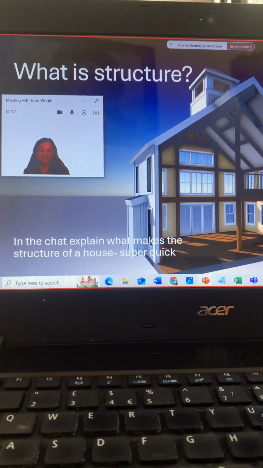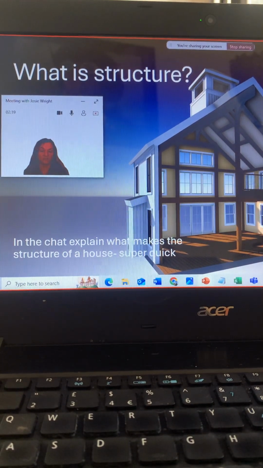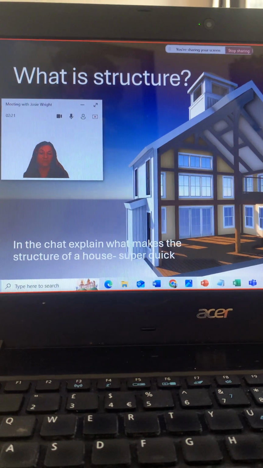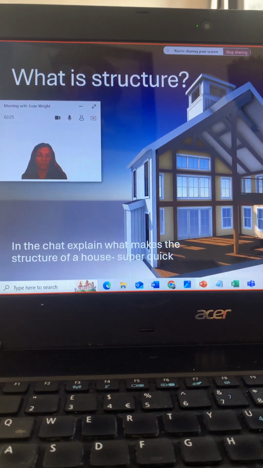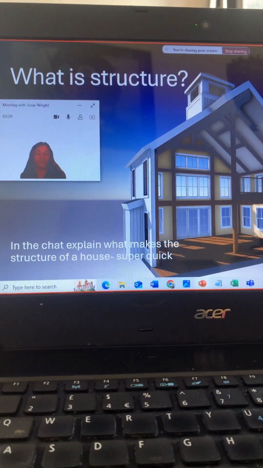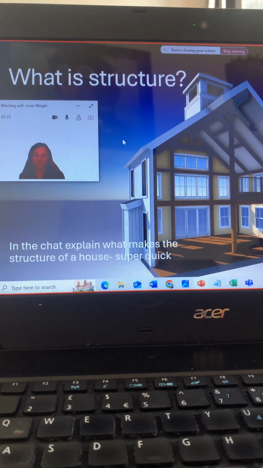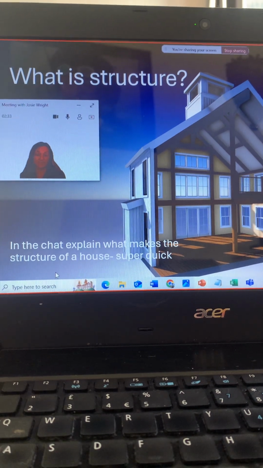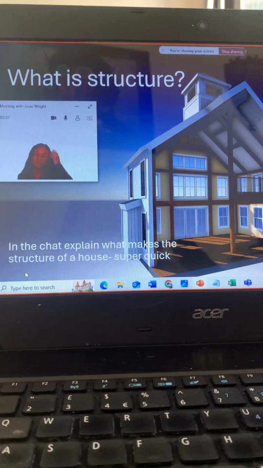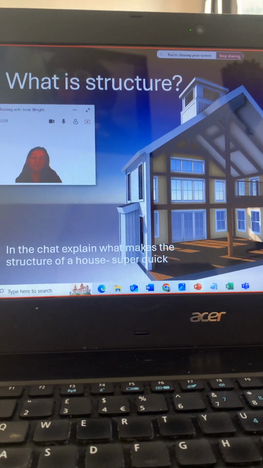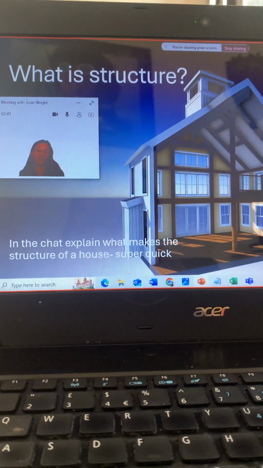Okay, brilliant. Floor, that's a good start. What else do we have? Yep, we got the roof, beams, windows, we've got a rail. Excellent. All of these things make up the structure of this house, and they mean that it can stand on its own.